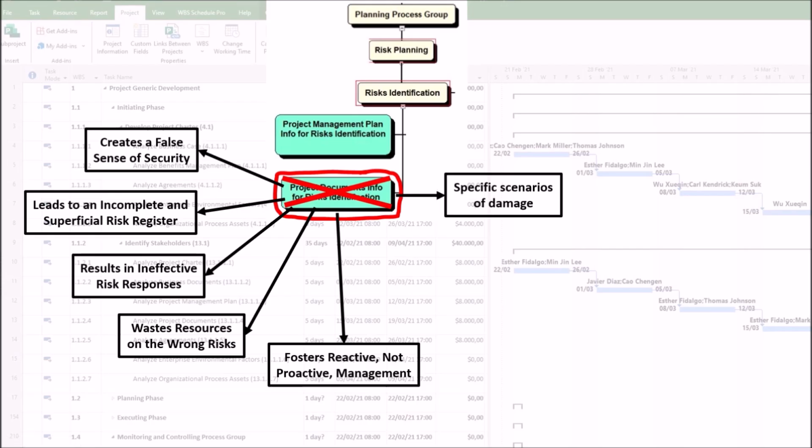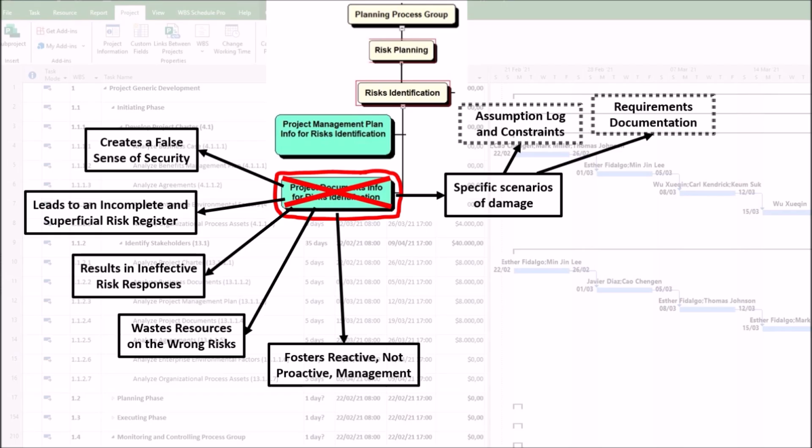6. Specific scenarios of damage caused by poor documentation. First, assumption log and constraints. The project may present catastrophic blind spots because it is built on a foundation of unvalidated assumptions. The most severe risks are the ones you don't know you're taking.